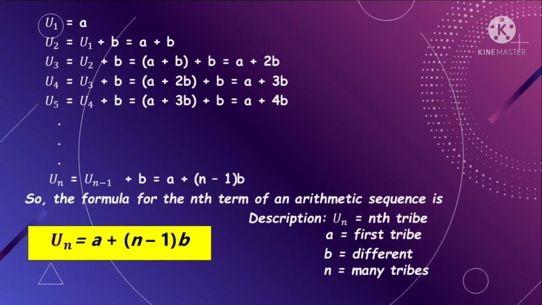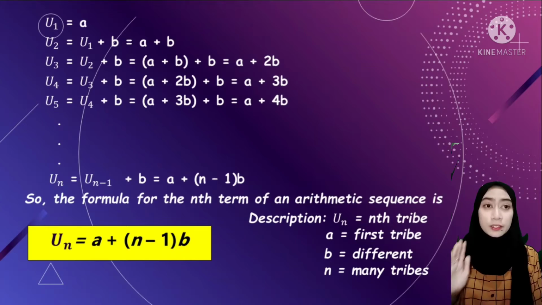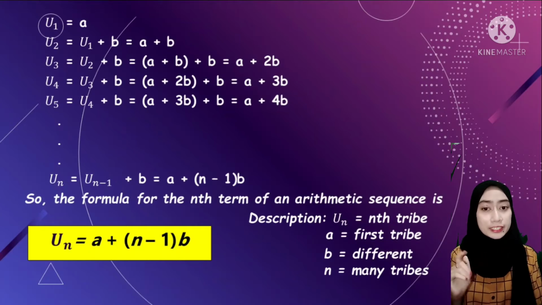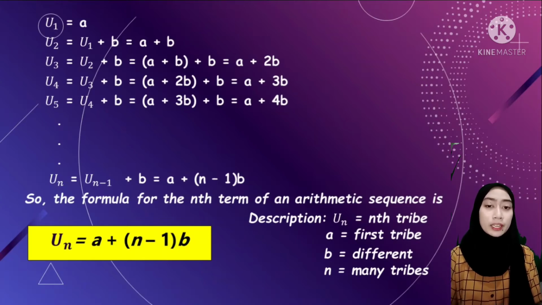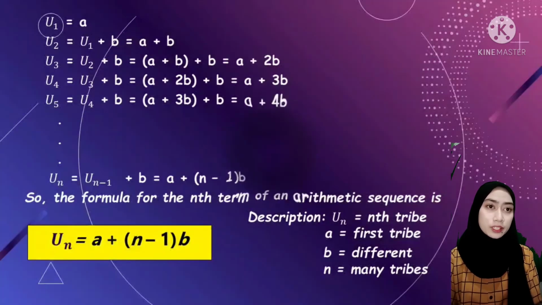So that Un equals Un minus 1 plus b equals a plus n minus 1, in brackets, times b. So the formula for the nth term of an arithmetic sequence is Un equals a plus n minus 1, in brackets, times b.